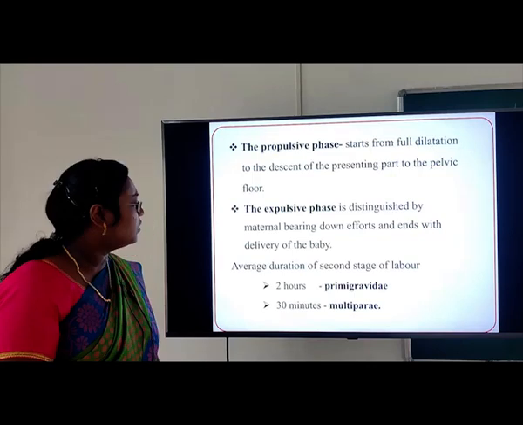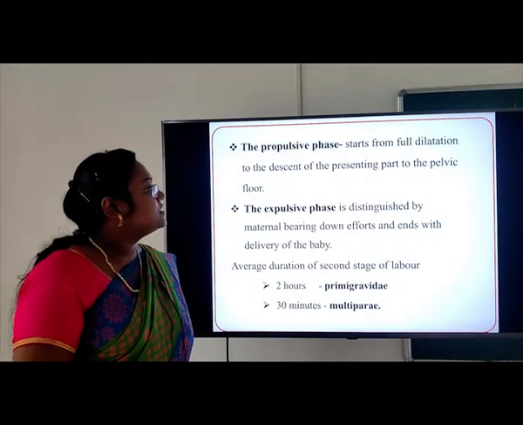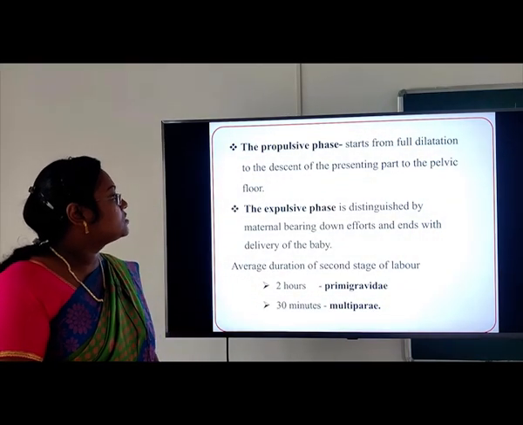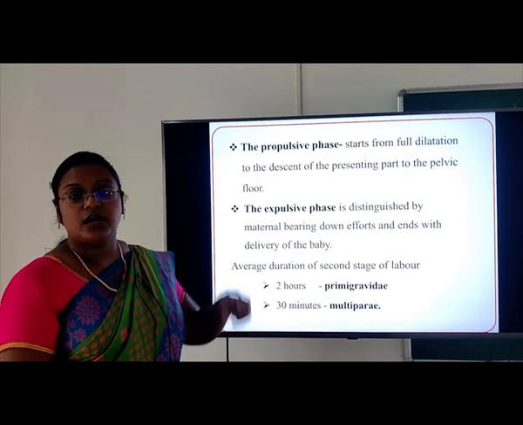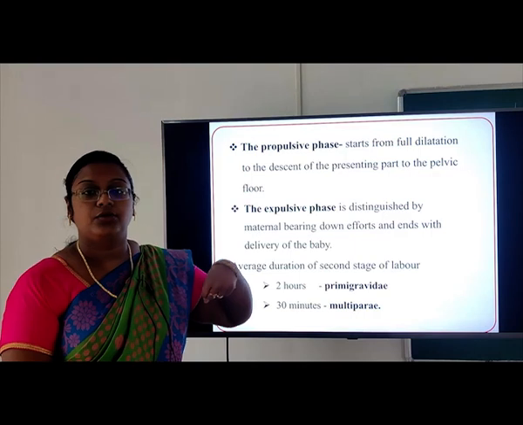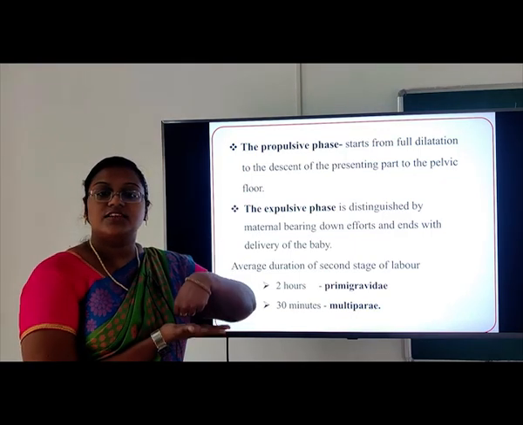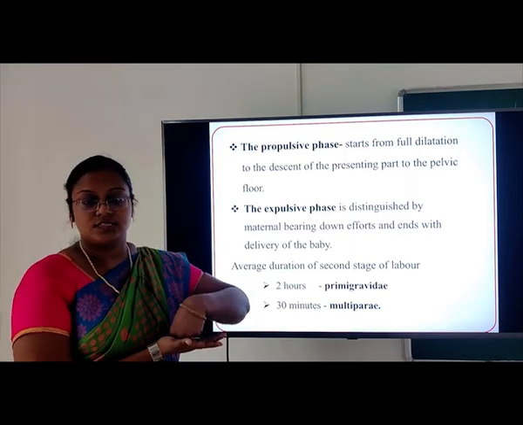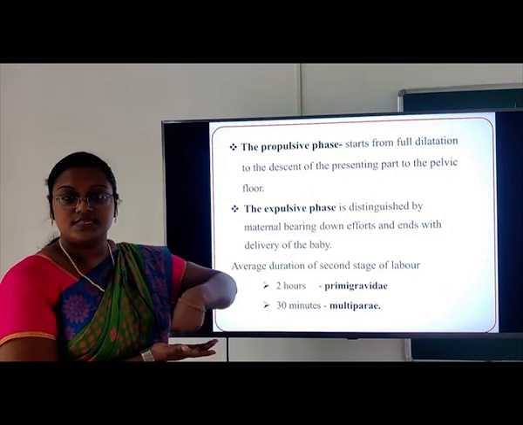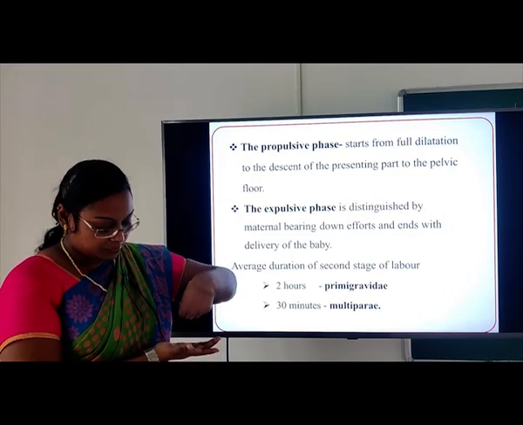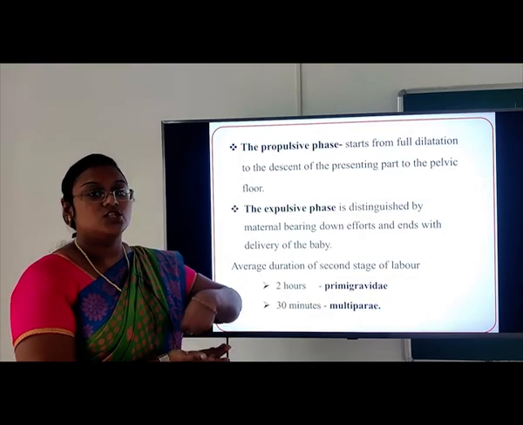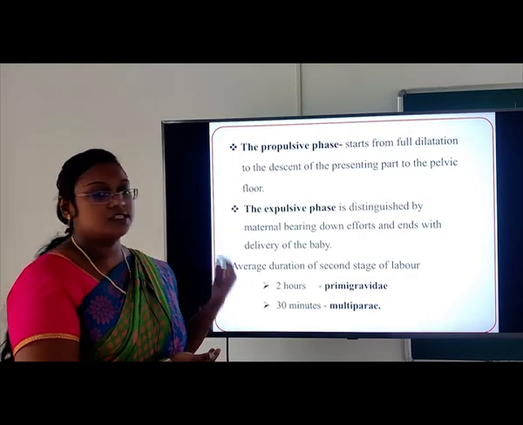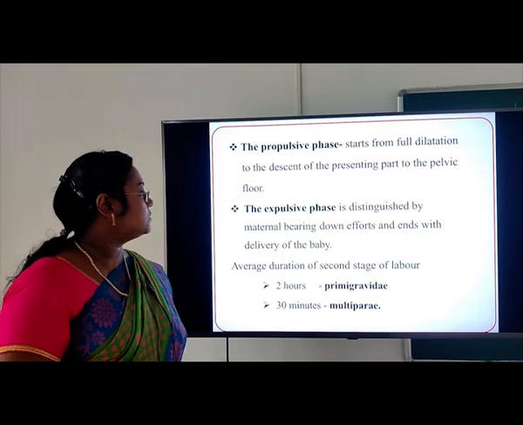What does the propulsive phase mean? It starts from full dilatation to the descent of the presenting part to the pelvic floor. Assume this as the fetal head, the baby's head, and this as the vaginal muscle or pelvic floor muscle. Through continuous descent, the fetal head comes down, and until it touches the pelvic floor muscle, it is called the propulsive phase. And the next thing is the expulsive phase.